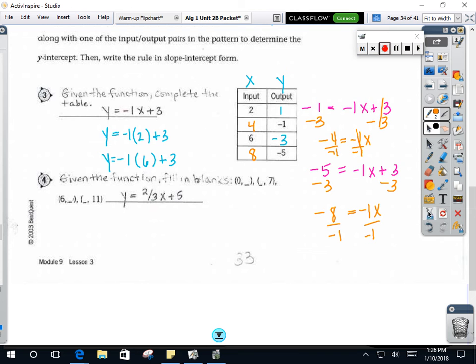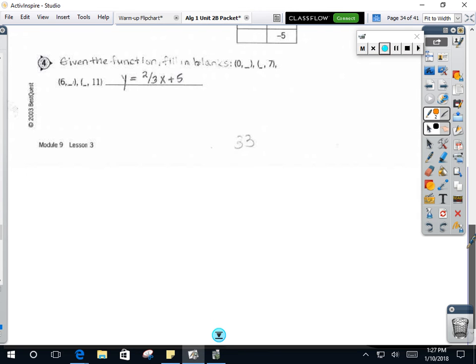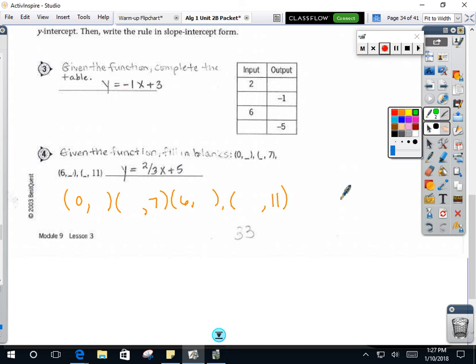Okay, number 4 is the exact same type of problem, except instead of them giving you a table to look at, they just gave you a list of ordered pairs. I'm going to rewrite this list a little bit bigger so we can see it easier. So 0, comma, blank; blank, comma, 7; 6, comma, blank; and blank, comma, 11. Okay, I just rewrote them so we can see them better. The function is y equals 2/3 x plus 5.